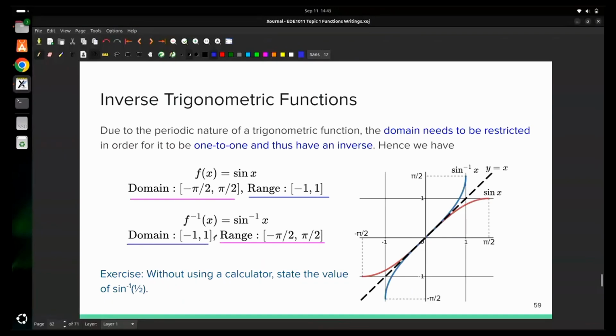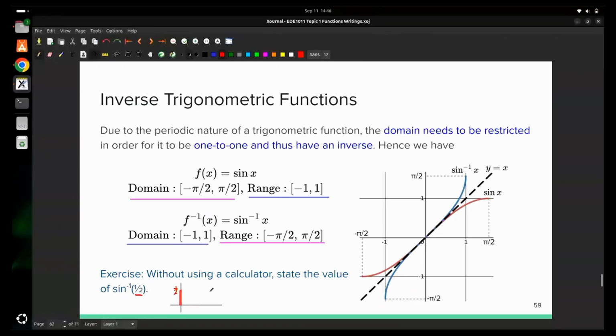Okay, so there's an exercise here which is, without using a calculator, state the value of sine inverse half. Actually this one is a bit of a visualization question. So what's the deal here? You really just need to draw the quadrant, because I want theta, because sine inverse is going to give you an angle. But then what's half? Half is the length of the projection. So this is half.